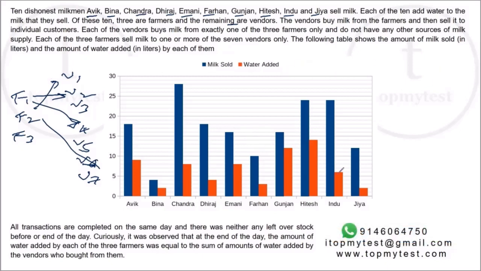And this is the data on the amount of milk sold and the amount of water added in liters by each of them. Additional information: all transactions are completed on the same day and there was no leftover stock before or at the end of the day. So you will have a farmer who will get milk from, say, a cow, add water, and sell it to a vendor. The vendor will add water and sell it to a customer. Now, the entire transaction is completed on the day.